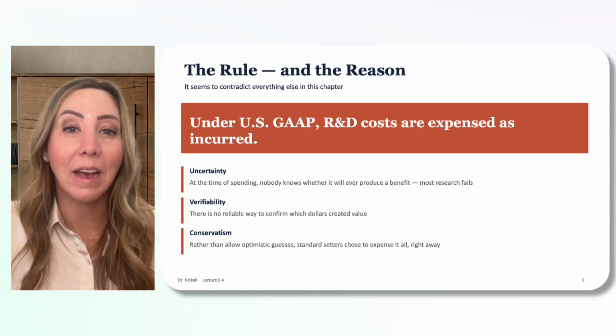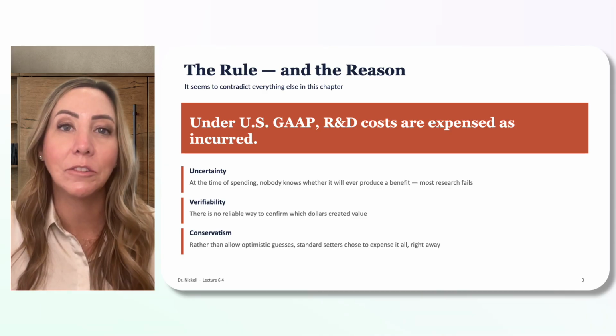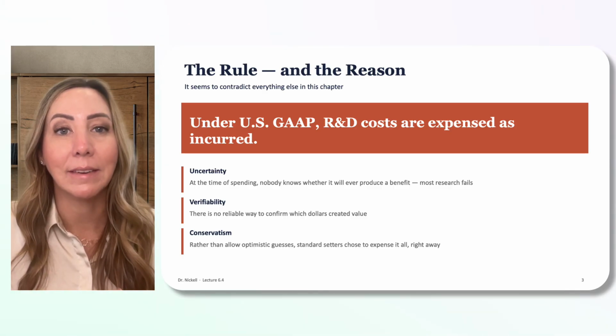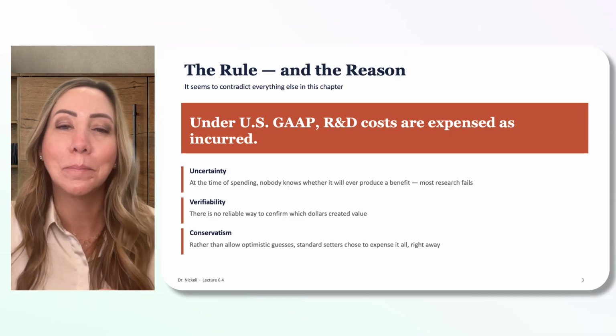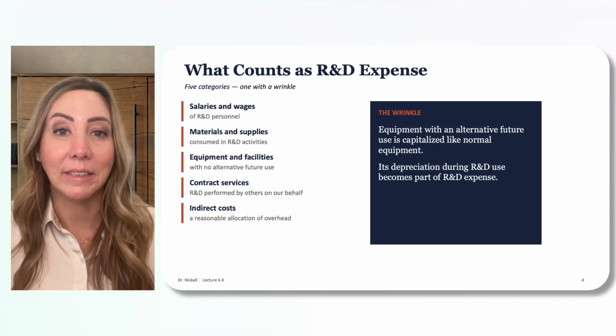The trade-off is exactly what we saw with that pharmaceutical company. For research-intensive businesses, the balance sheet systematically understates what the company really owns. As an analyst, you would need to know that that's baked into the numbers. So, what goes into R&D expense?